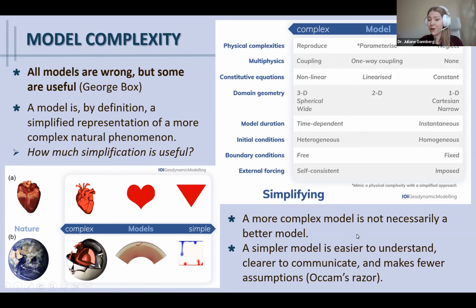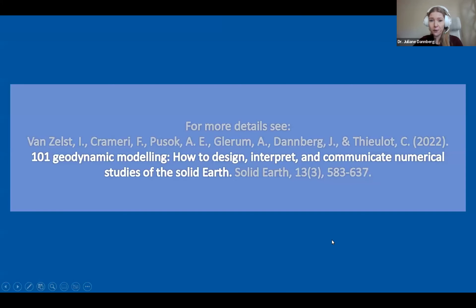And so I talked about these concepts because I thought in general, even as a non-geodynamicist, it's useful to understand what geodynamic modelers do and how these models are set up to better interpret the studies. And so if you want to know more details, you could go and look at our 101 geodynamic modeling paper in Solid Earth. Or if you happen to go to EGU in Vienna, there's also a 101 geodynamic modeling workshop.